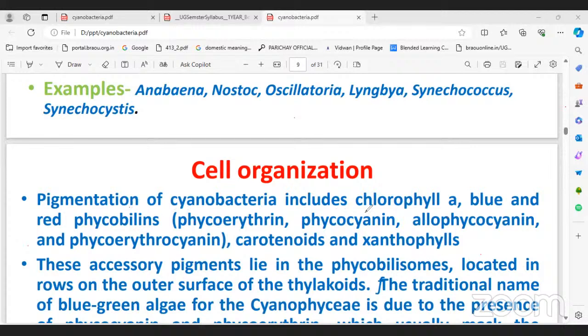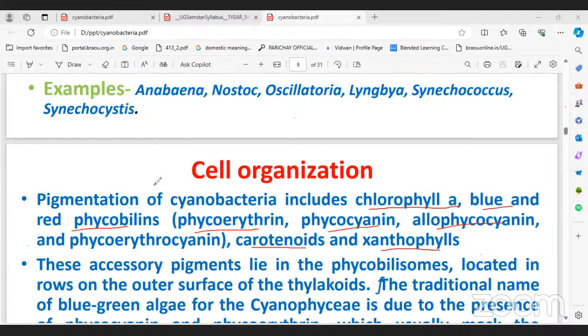In thylakoids, pigments are present. What are the pigments? Chlorophyll A and the blue and red phycobilins, called phycoerythrin, phycocyanin, and allophycocyanin. So these are phycobilins, blue and red. And apart from that, carotenoids and xanthophylls are also present inside the cell.